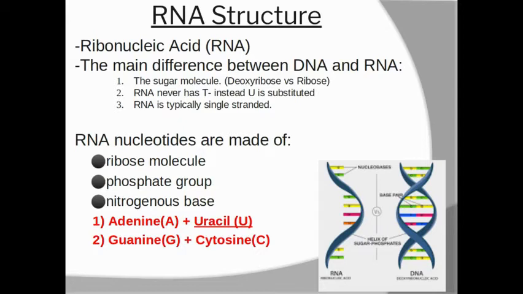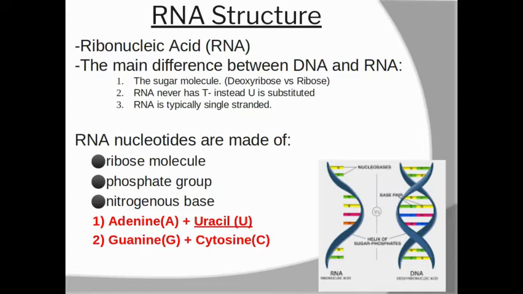Number two on our list of differences, RNA never has T or thymine. Instead, there will be a U substituted in anytime a T is supposed to be there. Now, U or uracil is just a different version of a nitrogenous base, and it is found in any strand that is RNA. If you see a strand that has thymine in it, it's going to be a DNA strand. If you see a U, then you know it's RNA. That is a very important memory clue.